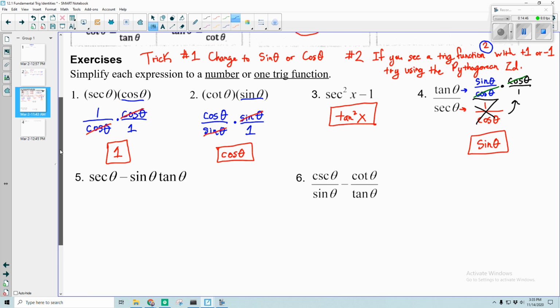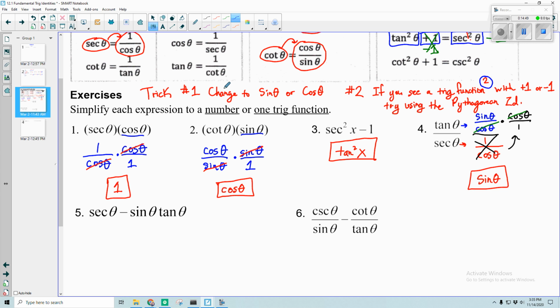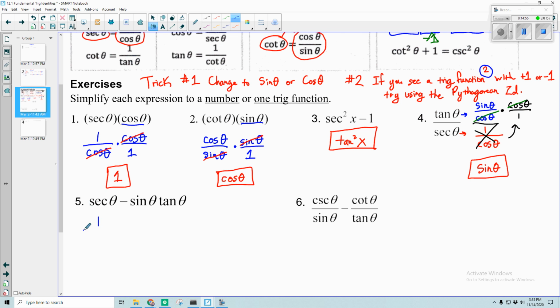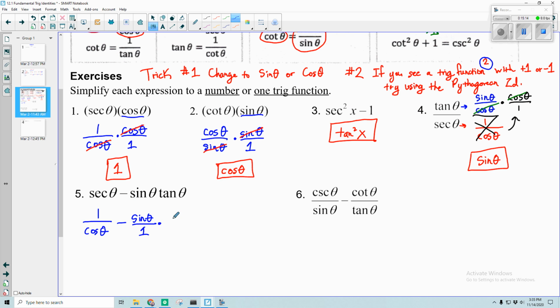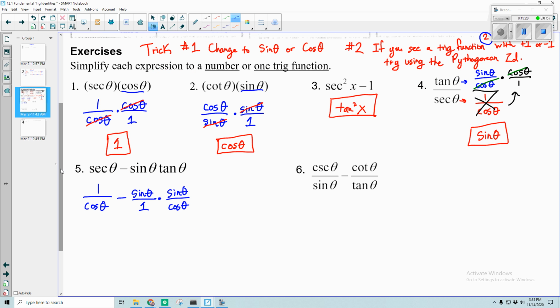So here, I'm going to, again, use trick number 1. I'm going to try to change everything so it's written in terms of sine and cosine. Okay, so secant, I can rewrite to be 1 divided by cosine. Sine is already good to go. I don't need to change that because it's already in terms of sine. So I'll just write that and then put a 1 underneath. Okay. However, that's being multiplied by tangent, and tangent I could change to sine of theta divided by cosine of theta. All right, so now everything's written in terms of sine and cosine. Let's see if I can simplify this down at all.